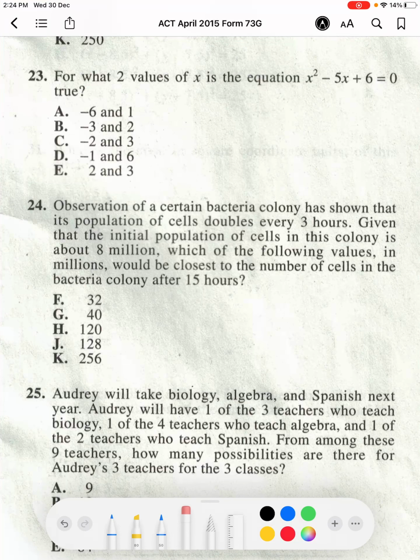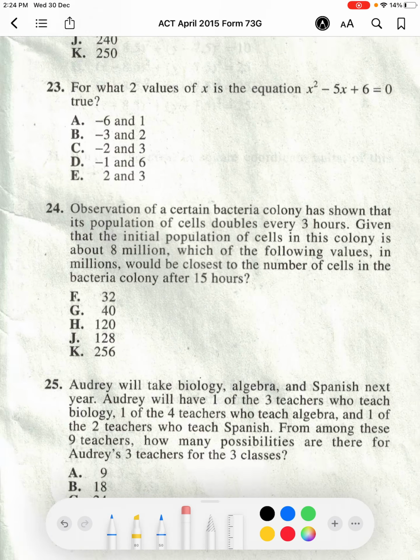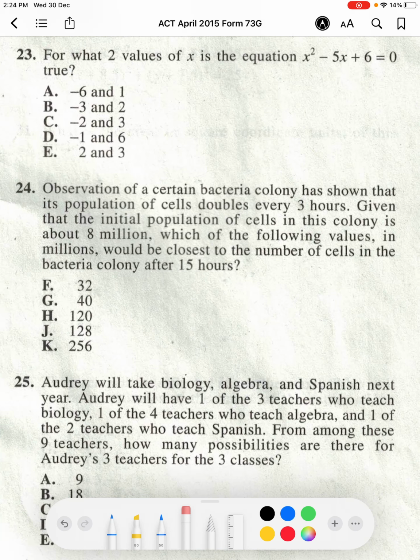On April 2015 in the ACT math test. This is question number 24. Observation of a certain bacteria colony has shown that its population of cells doubles every 3 hours. Given that the initial population of cells in this colony is about 8 million, which of the following values in millions would be closest to the number of cells in the bacteria colony after 15 hours?